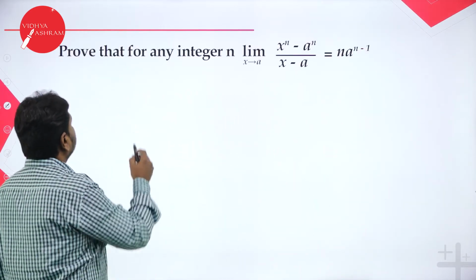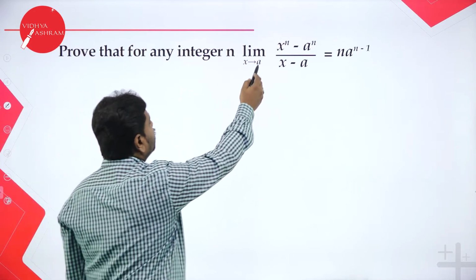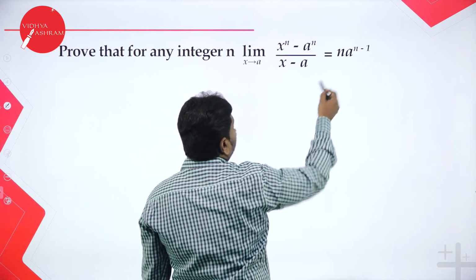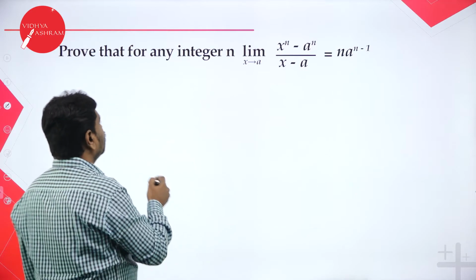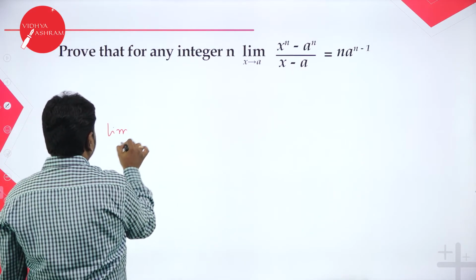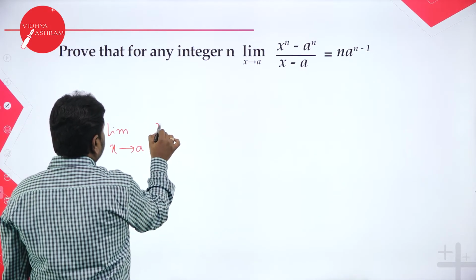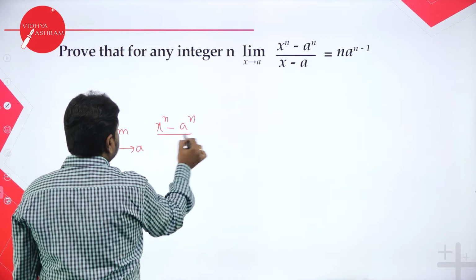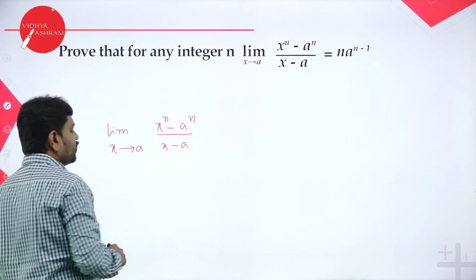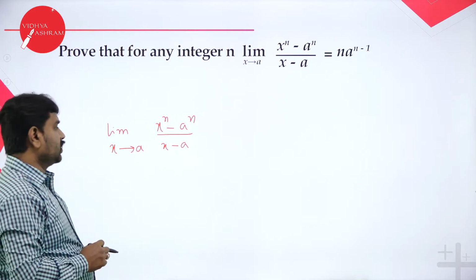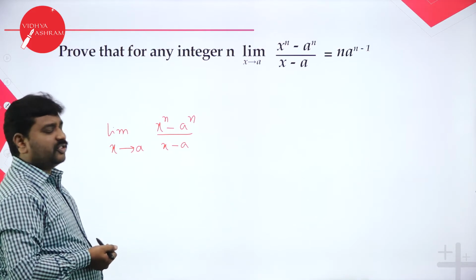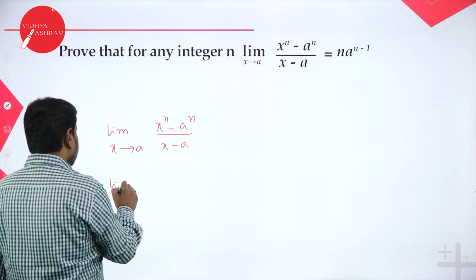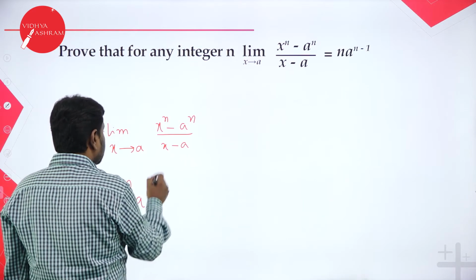So these are two important formulae which you should become thorough with. Then we have another theorem. For any integer n, limit x tends to a, x power n minus a power n by x minus a, you need to prove is n into a power n minus 1. So limit x tends to a, x power n minus a power n divided by x minus a. Dear students, in the place of x, if you put a, it will become indeterminate, 0 by 0.